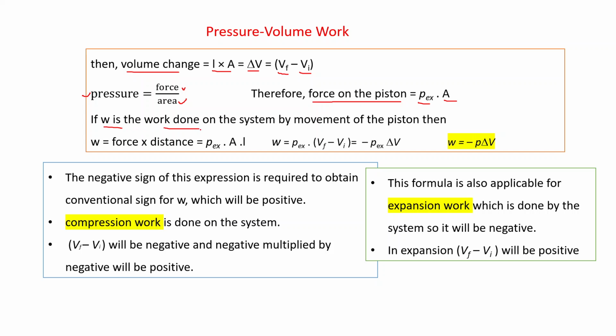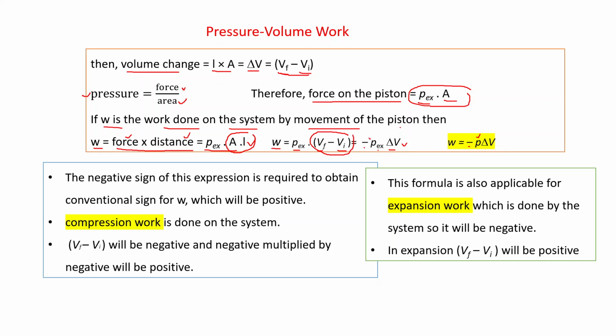If W is the work done on the system by movement of the piston, then W is equal to force into distance. Force is P external into A, and distance is L. Now in this case, A into L is the change in volume, that is V final minus V initial. That's why we can write W is equal to P external times (V final minus V initial), and this is given as delta V. So we have the relationship W is equal to minus P external delta V. Sometimes this P external can be written as P, so we have W is equal to minus P delta V.